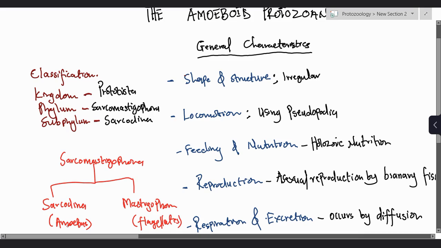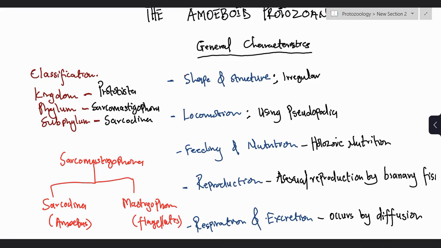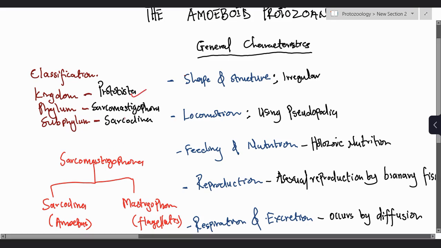Now, the amoebas, as we already know, belong to the kingdom Protista, and they belong to the phylum Sarcomastigophora and then the subphylum Sarcodina, as I have illustrated here. These amoeboid protozoans have general characteristics that run through them, both those that are medically important and those that are not. We've grouped them according to their shape, their locomotion, their feeding, etc.